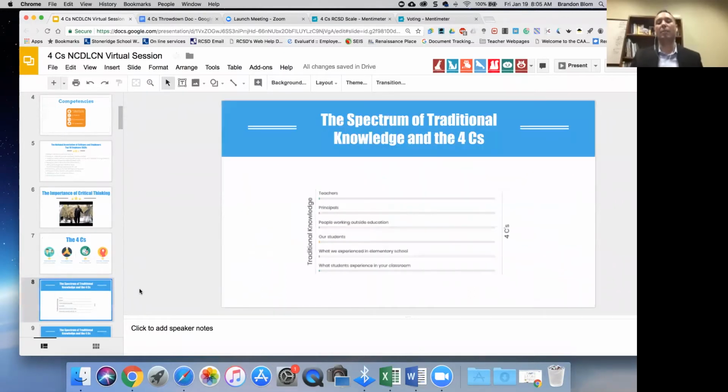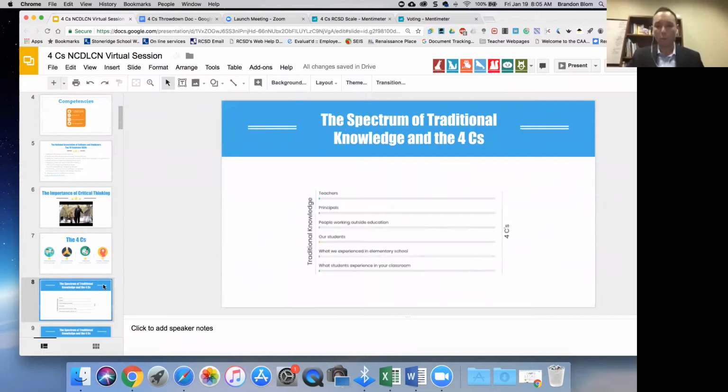So I always talk about how it's a spectrum. It's not that we need only the 4 C's, or, if you look at the left-hand side, traditional knowledge. We need both. We need to be able to have kids read and write, but then we also do need them to be able to critically think, right?